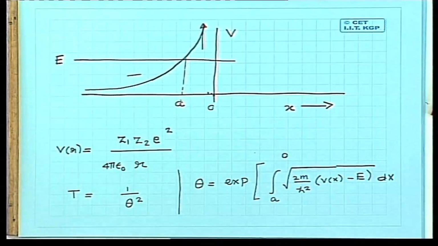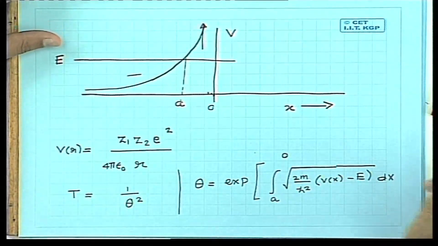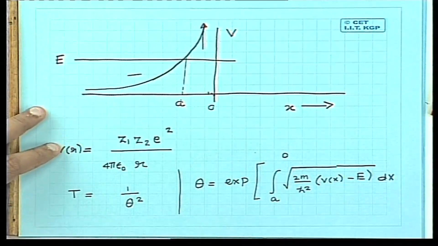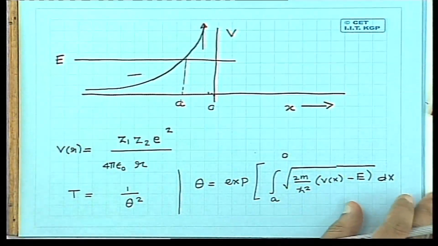So for this we have assumed that theta is very large, so is that valid? Right, it is valid. Yeah, let us calculate theta and then we can see what is the transmission. Right, let us first calculate theta. So in order to calculate theta, we have to first evaluate this integral. So let us do this integral.